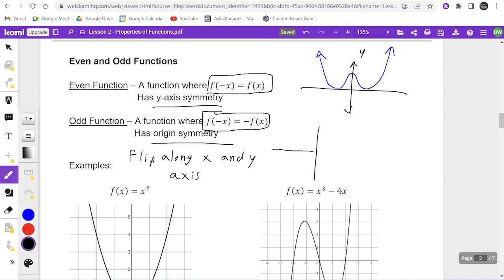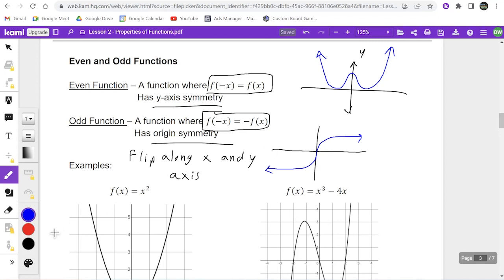Let me first show you a function. Okay. So here's the function. This does have origin symmetry. Looks like this. This is not the only function in the world with origin symmetry. This is just one of many. How do I know this has origin symmetry? Well, let me show you.